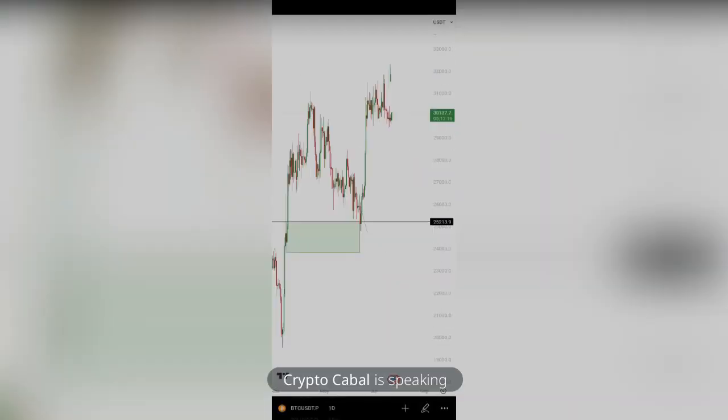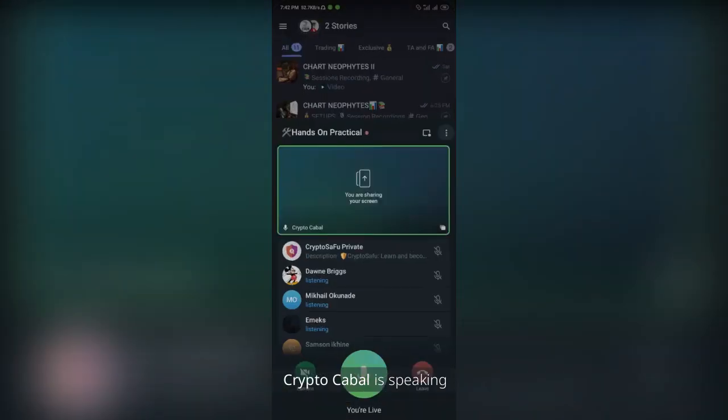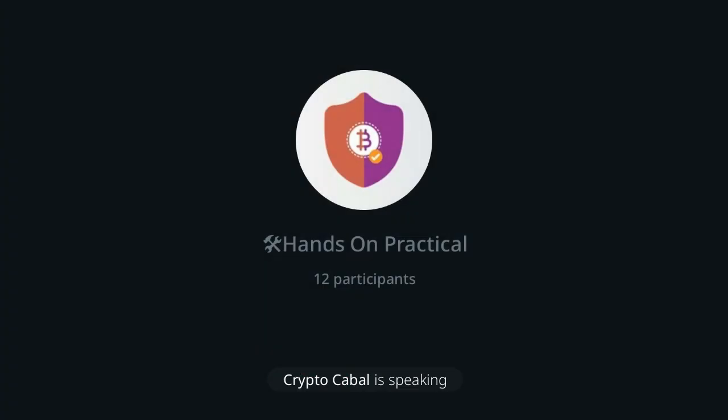So I hope I was able to explain and show you the bullish and bearish engulfing candles. I just tried to show you how they are formed because you said you can't actually see them properly. So I hope I was able to answer your questions.